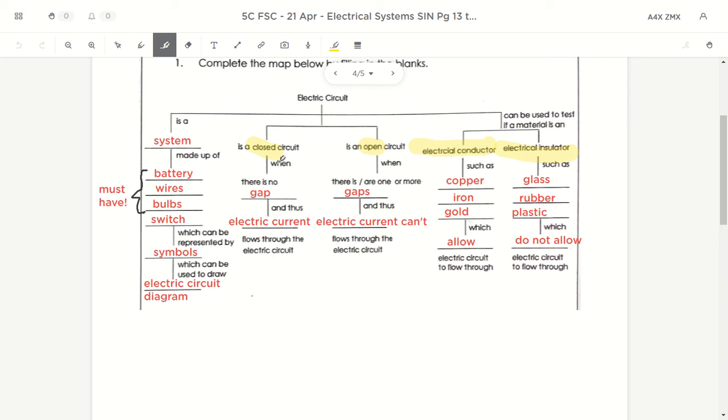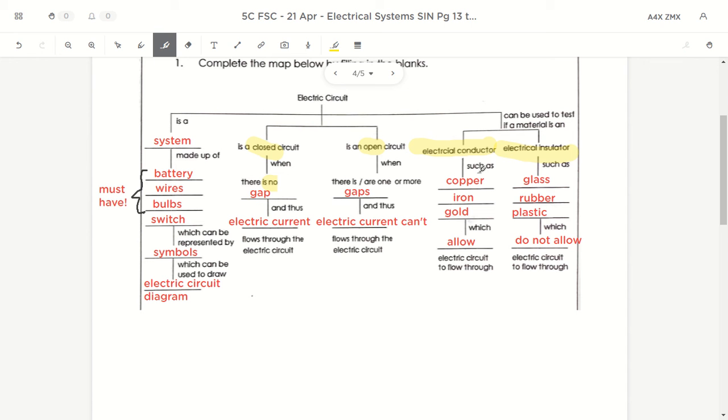So the next thing we look at is closed and open circuit. Closed circuit means there is no gap. Let me highlight the words no gap. Okay, closed circuit means no gap. No gap means the electric current can pass through, means the light bulb can light up. If it's an open circuit, open means there's a gap. If there's a gap, electric current cannot flow through, bulb cannot light up.